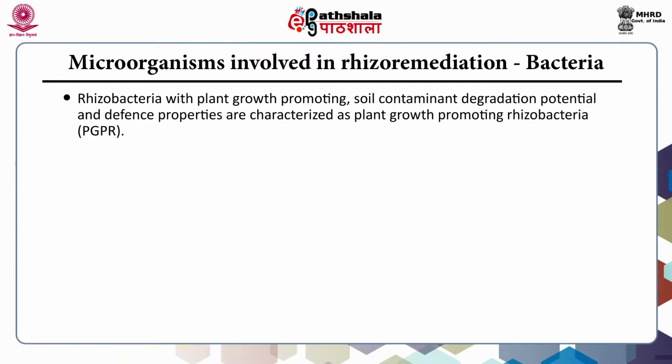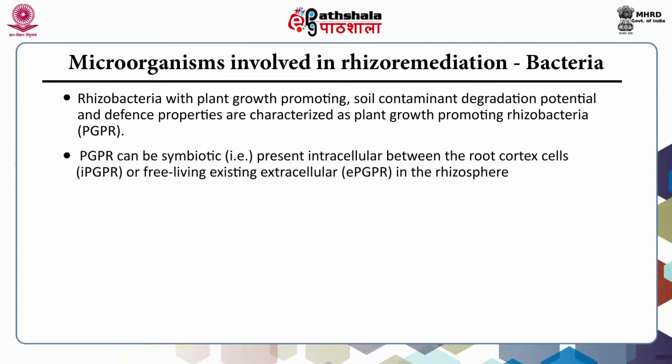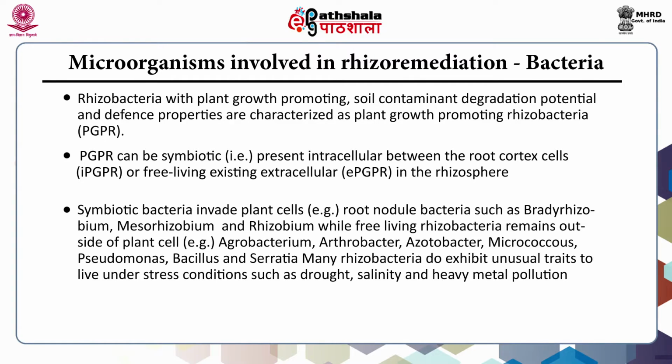Now, these bacteria possess a symbiotic relationship and they are generally present intracellularly between the root and the cortex cells of the root. Sometimes they are also free living and exist extracellularly. When associated with the internal tissues, they are called internal or intracellular plant growth promoting rhizobacteria. When free living and present outside, they are called extracellular plant growth promoting rhizobacteria. The symbiotic bacteria invade the plant cells. One example is the root nodule bacteria which enter the root cells and form a nodule like structure, which is a common feature of leguminous plants.